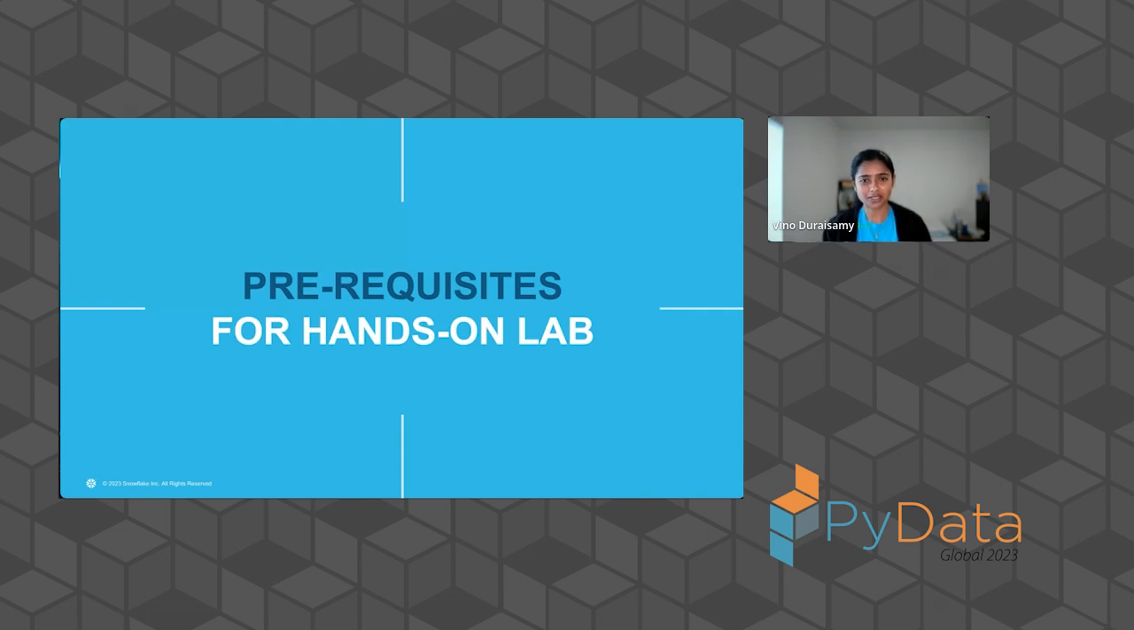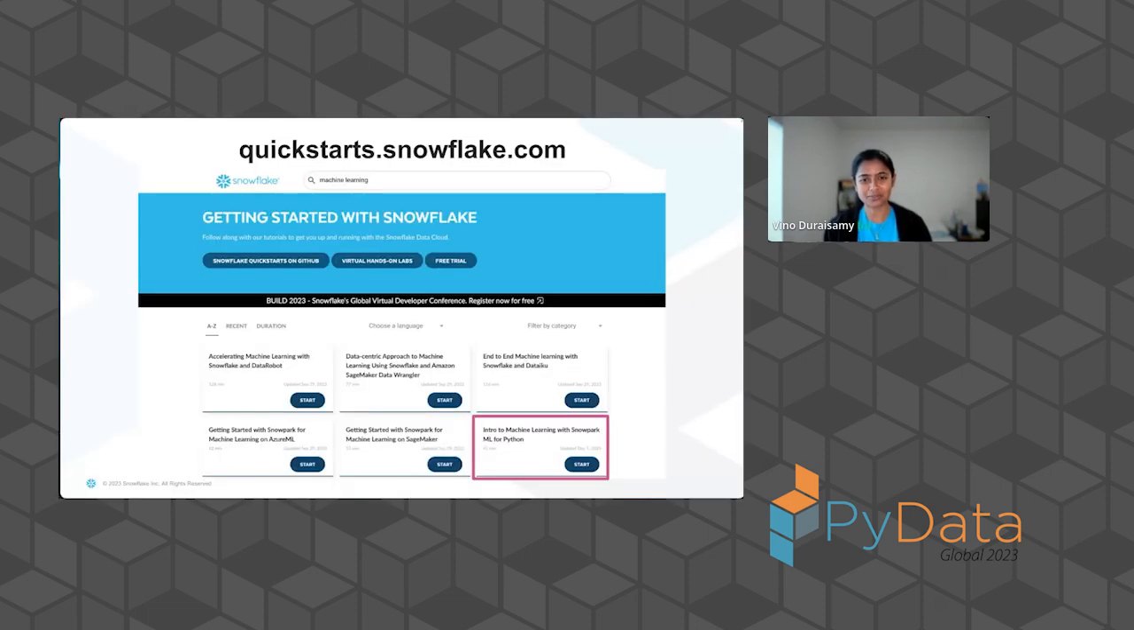Since we're all tuning in online from our own homes, I'm assuming that we have a good internet connection to download all the prerequisites that we need. First thing, I want us all to go to quickstarts.snowflake.com, where you will find tons of quickstarts about how to get started with different Snowflake features. Today, we're going to be focusing on building an end-to-end ML workflow, so we will go over the Intro to ML with Snowpark ML for Python quickstart. The quickstarts at Snowflake are step-by-step instructions that will help you go from absolute scratch all the way to the data product that you want to build.